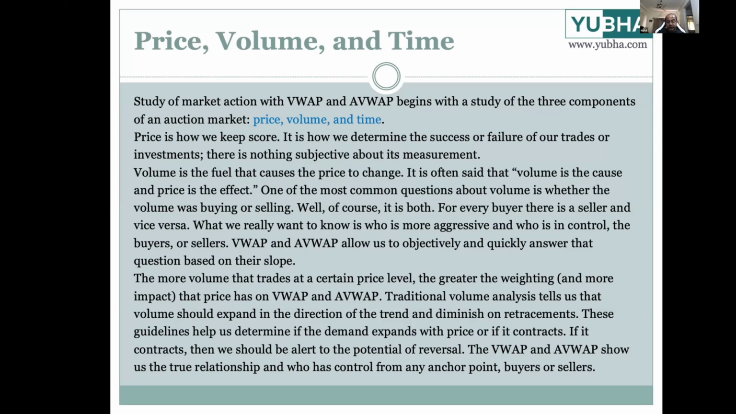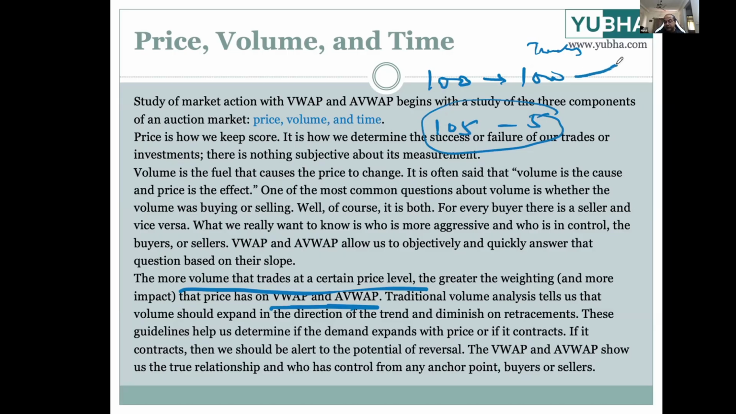weighted average price and anchored VWAP. The more volume that trades at a certain price level, the greater the weight of that price level in terms of anchored VWAP and VWAP. So if you have a 100 price level and there are 1000 trades, okay, if there are 5 trades at 105, it would not move the anchored VWAP significantly upward. It will probably move a little bit, but it won't really matter because the weight of these 1000 trades is so much more than these 5 trades that have taken place at a higher price.